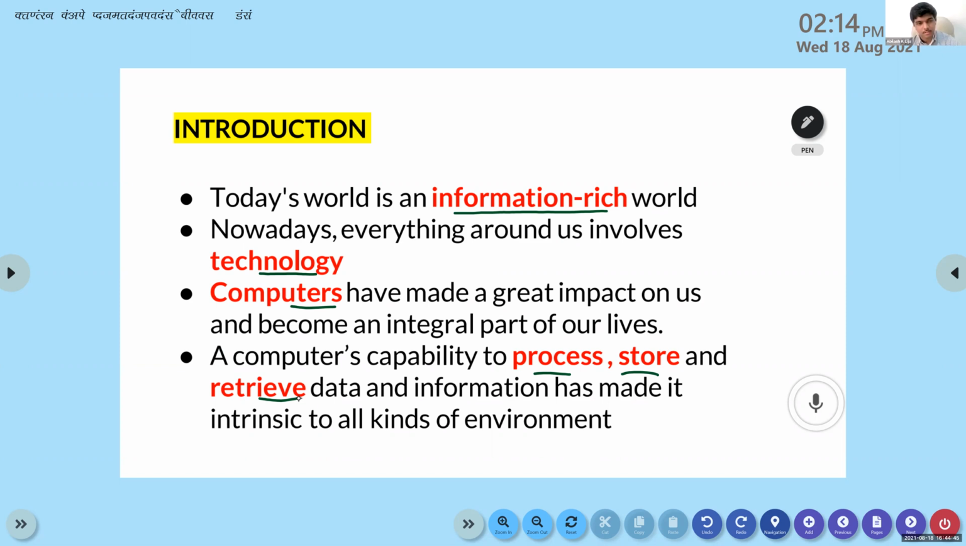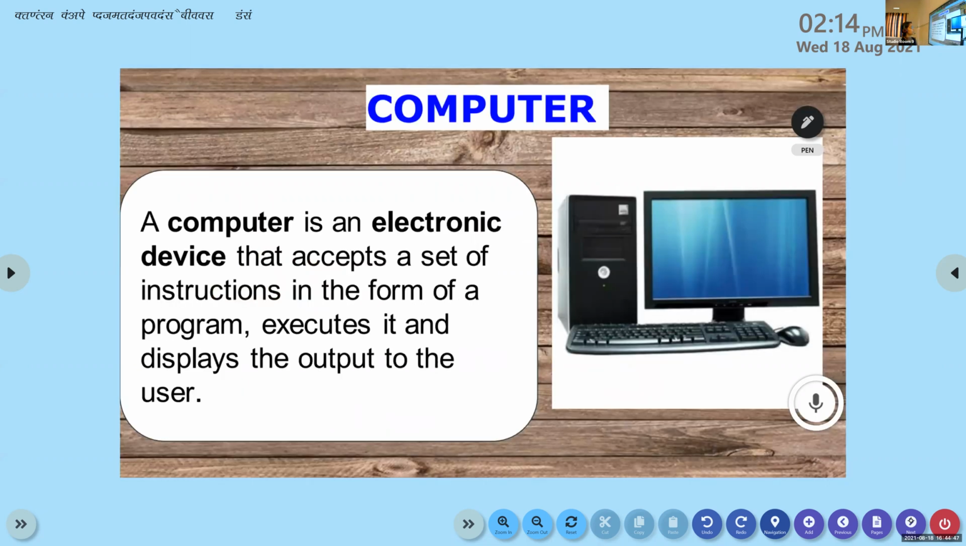So what is a computer? This is the basic definition of a computer. A computer is an electronic device which accepts a set of instruction in the form of program, executes it, and displays the output using the output unit to the user. So what is the basic definition of a computer? It is an electronic device which accepts input from us. Processing has been done. After that, we will get the output using output device.